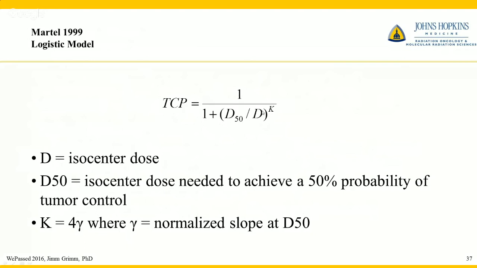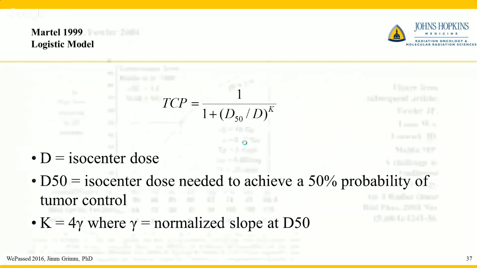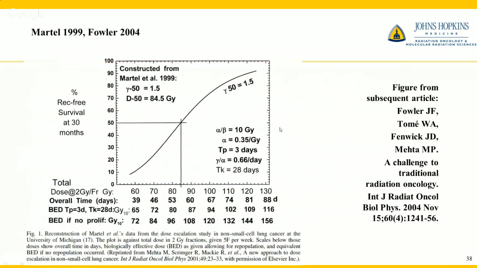So that is how, by definition, you know that D50 is the 50% control probability. Or if you're using the logistic model for NTCP, then D50 would be the 50% risk level. And then K determines how steep this curve is. So we're going to fit 2 parameters. And this graph is from a subsequent paper, first authored by Jack Fowler, and then there were several papers based on this same data set.